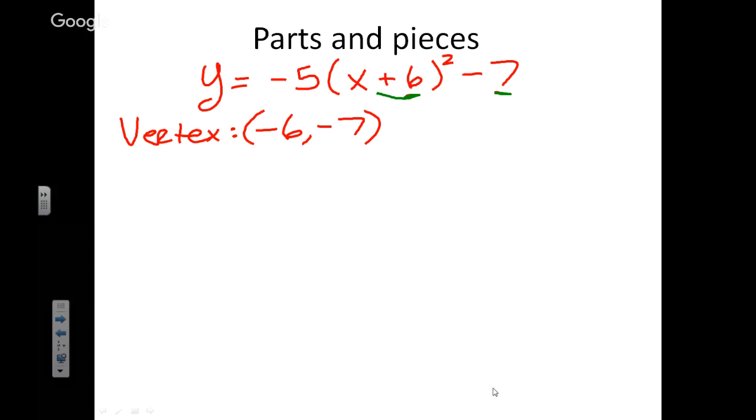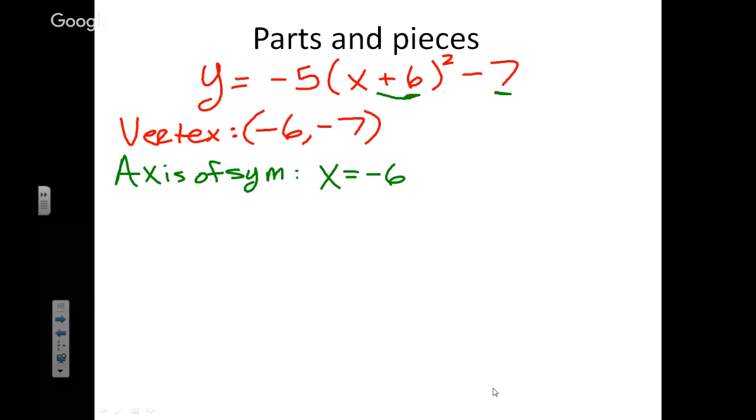Axis of symmetry. What is our axis of symmetry? Careful, it is -6, but x equals. I will take off points if you don't say x equals, because just -6 is a point. X equals -6 is a line that goes straight up and down and cuts this thing in half, and that's what we're trying to do. What else do we always ask for?